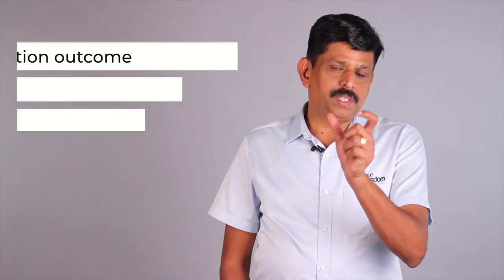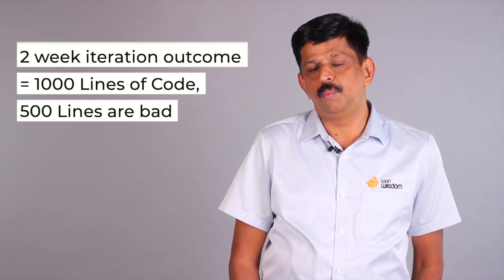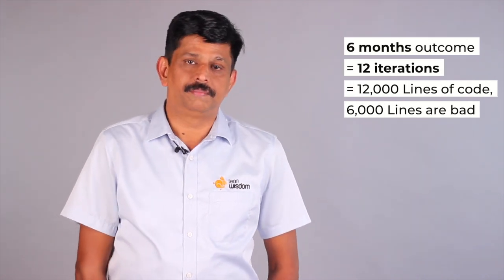So what, right? That's how software is, and that's how we have been doing it. Okay, let me give you a further scenario. In a sprint of 2 weeks, we write 1,000 lines of code in which 500 lines are bad. Now let's extrapolate. This team is running for 6 months, writing 1,000 lines of code every sprint. How many lines of code would they have written in 6 months? 6 months is 12 sprints, so 12,000 lines of code, which means 6,000 lines of bad code were written.